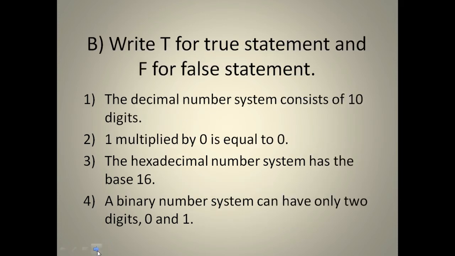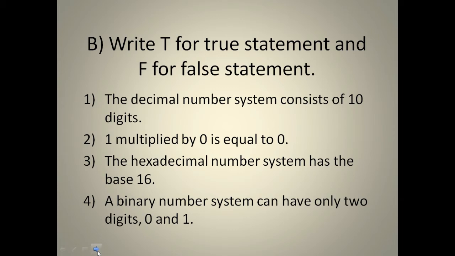Number B, write T for true statement and F for false statement. True, false. Question number 1, the decimal number system consists of 10 digits. You have to write T or F, that means true or false. Number 2, 1 multiplied by 0 is equal to 0. Whether it is correct or wrong, you have to mention that.